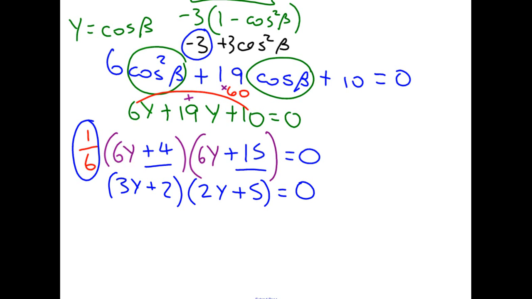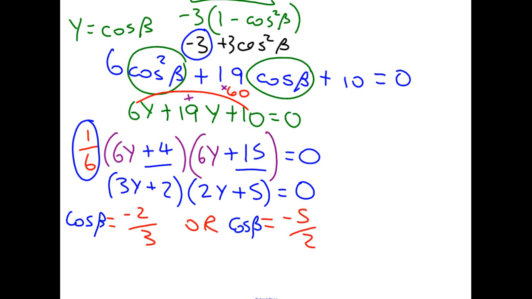That means that y equals minus 2 over 3, or y equals minus 5 over 2. Let's think about what y was. Y was cos beta. So cos beta equals minus 2 over 3, or cos beta equals minus 5 over 2. Alarm bells should be going off. Cos is a function that goes between 1 and minus 1. This is not valid.